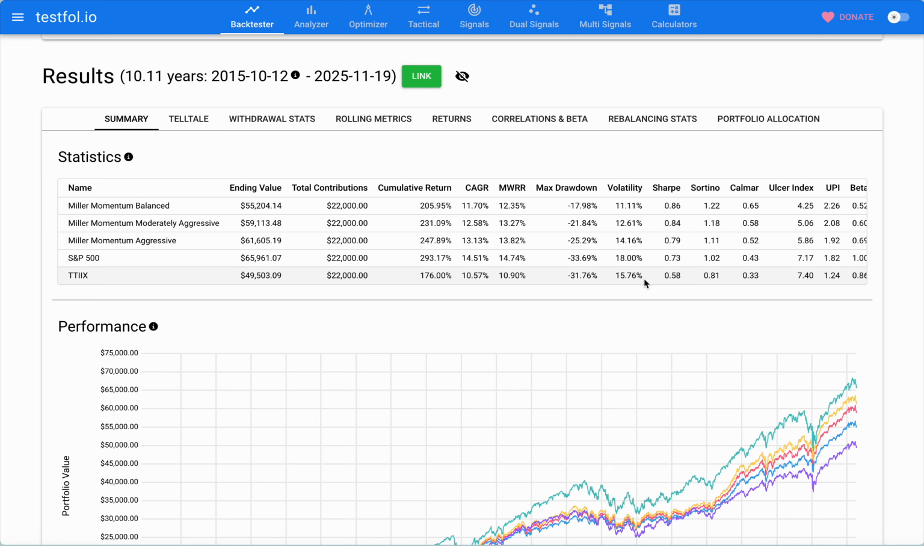It's far less than the target date fund. I mean, 1% is significant, and it's vastly outperforming that target date fund. Even the balanced Miller Momentum allocation with a volatility of about 11% is outperforming your standard Schwab, Fidelity, and Vanguard target date funds. And it's doing it with a greatly reduced amount of volatility and drawdown.